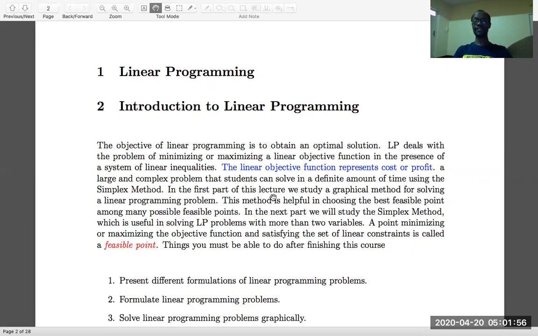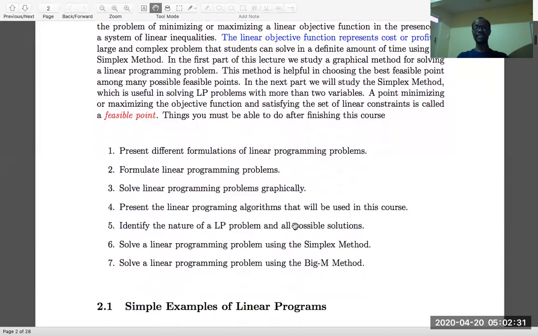In the first part of this lecture, we study a graphical method for solving a linear programming problem. This method is helpful in choosing the best feasible point among many possible feasible points. In the next part, we will study the simplex method, which is useful in solving linear programming problems with more than 2 variables. A point minimizing or maximizing the objective function and satisfying the set of linear constraints is called a feasible point.